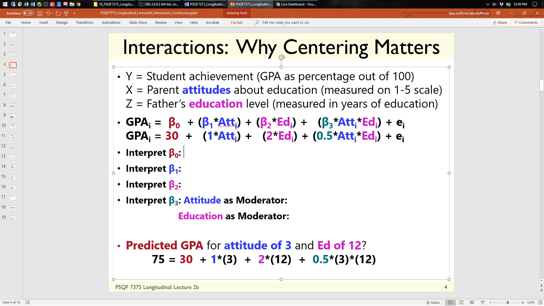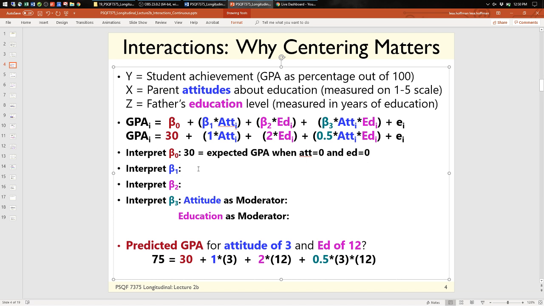So 30 is my intercept, according to this. What does it mean? 30 is my expected GPA for what kind of person? Holding the others at 0, so walk it through. For somebody with no attitude on the 1 to 5 scale, not possible. Exactly. So for someone who doesn't exist so far, attitudes of 0, and a father who'd never even been to kindergarten. Could happen, but it's unlikely that in a research study you would find somebody like that. So we'll say expected GPA when attitudes is 0 and education is 0.